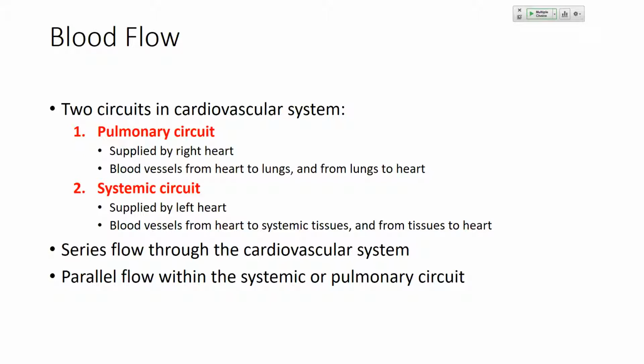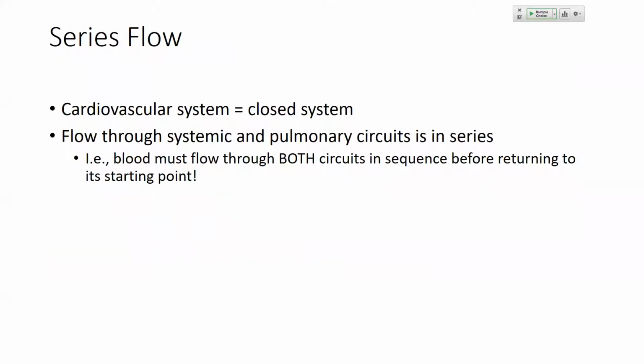Like we just mentioned, series flow is going to be the entire cardiovascular system. That's your series flow. Blood goes from the heart to the body, to the heart, to the lungs, heart to the body, heart to the lungs. Parallel flow is going to be within the systemic and within the pulmonary circuit. So they are part of the bigger series flow.